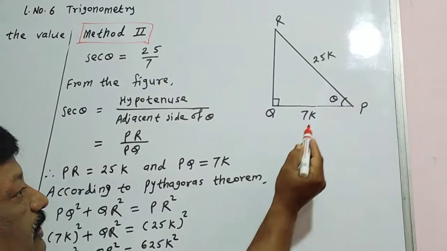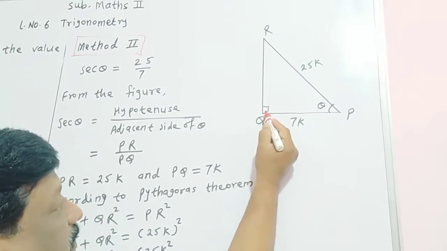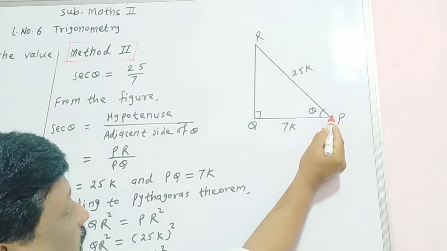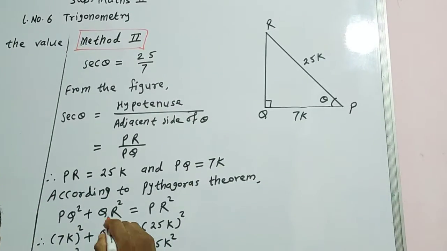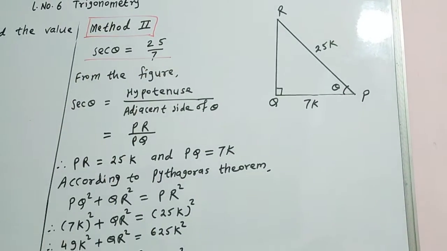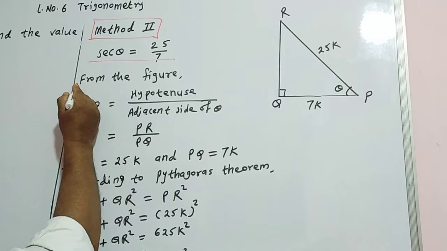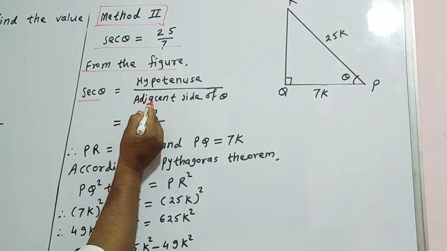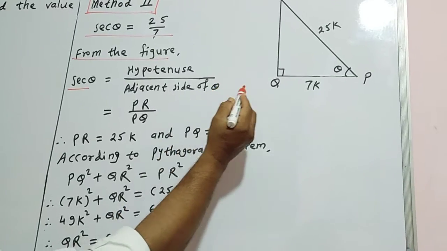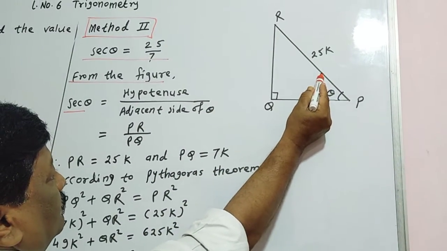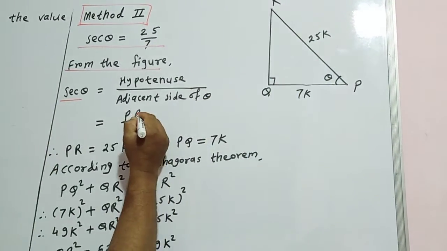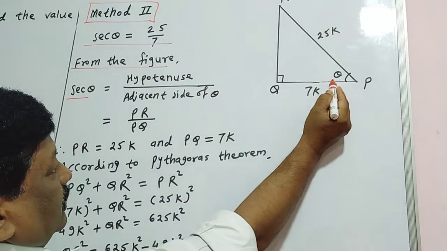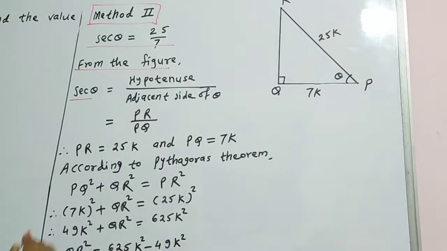We have to draw one triangle PQR. In this triangle, angle Q is a right angle and angle P is theta. Sec theta is given as 25 upon 7, and from the figure, by definition, sec theta is equal to hypotenuse upon adjacent side of angle theta. Now here the hypotenuse is PR, which is opposite to 90 degrees. So PR upon the adjacent side of theta, which is PQ, so PR upon PQ.